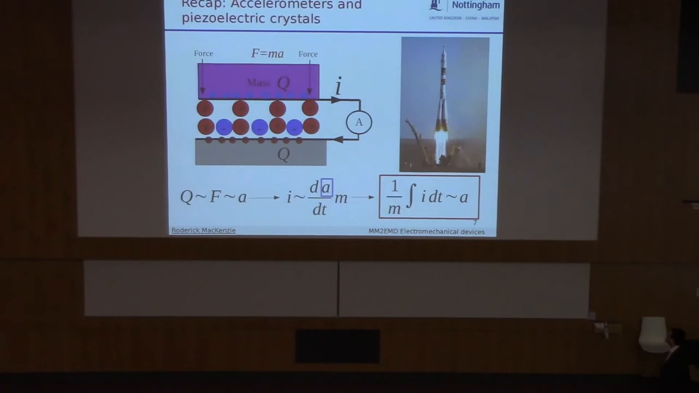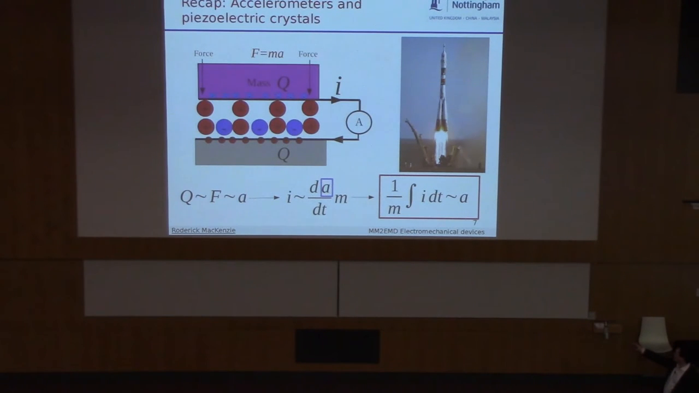This charge that appears on the surface of the crystal when you squish it can be sensed with an operational amplifier. If you put a mass on top of your quartz crystal, you get this charge. If you attach a wire, this charge can flow out of your crystal as current. It's a very, very small amount of current. You can derive, through some maths, that the current is proportional to the change of acceleration with time, times this mass.